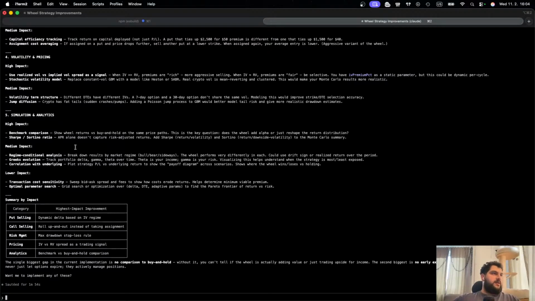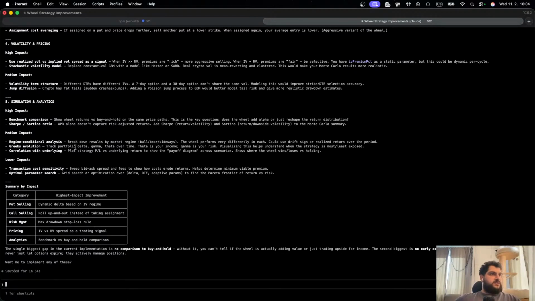And lower impact are transaction cost sensitivity. Sweep bid-ask spread and fees to show how costs erode returns. Helps determine minimum viable premium.